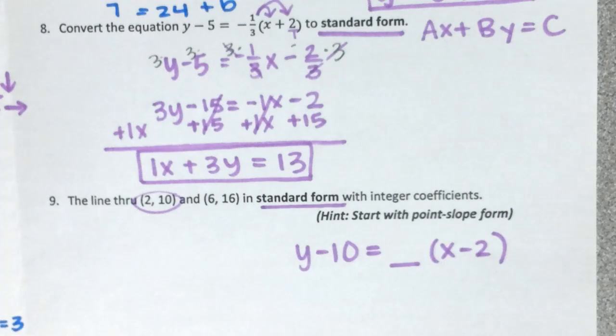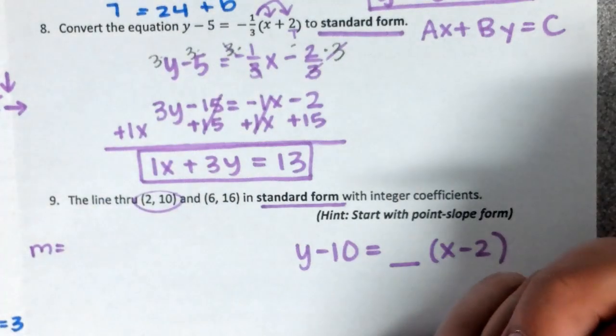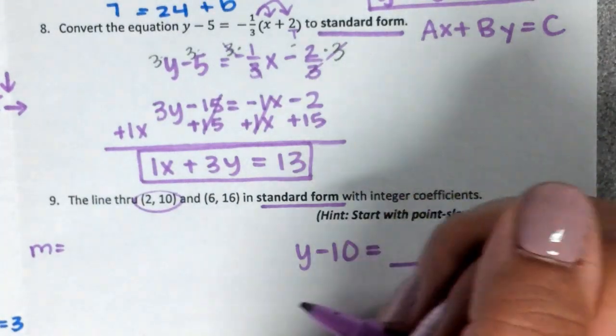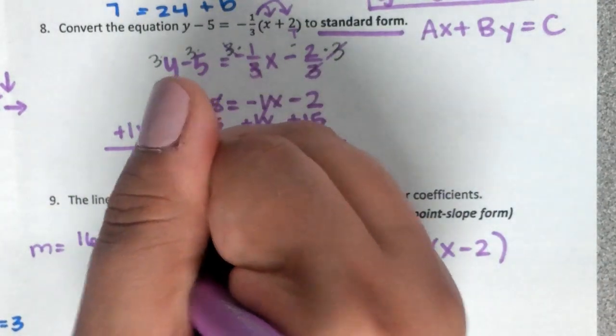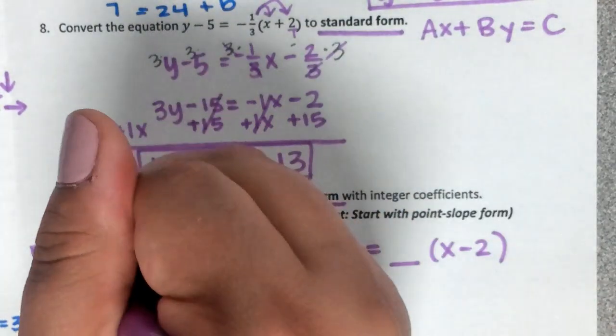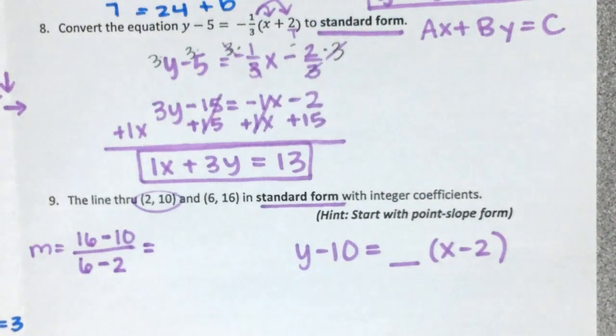Yeah, can we get the slope? How? Can I do slope formula? What is my y2 minus my y1 over x2 minus x1? Are y'all awake? Are you writing this down? Yeah. Okay.